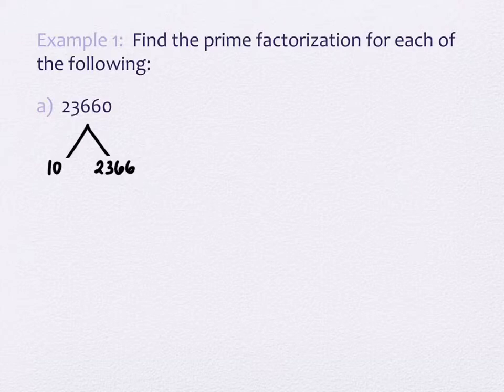2366. We'll start with the 10. Is 10 prime? No, so we keep going. How will 10 factor? 2 and 5. Once I get to primes, which 2 and 5 are, I'm done with the branch of that tree. So let's come over here now to 2366.